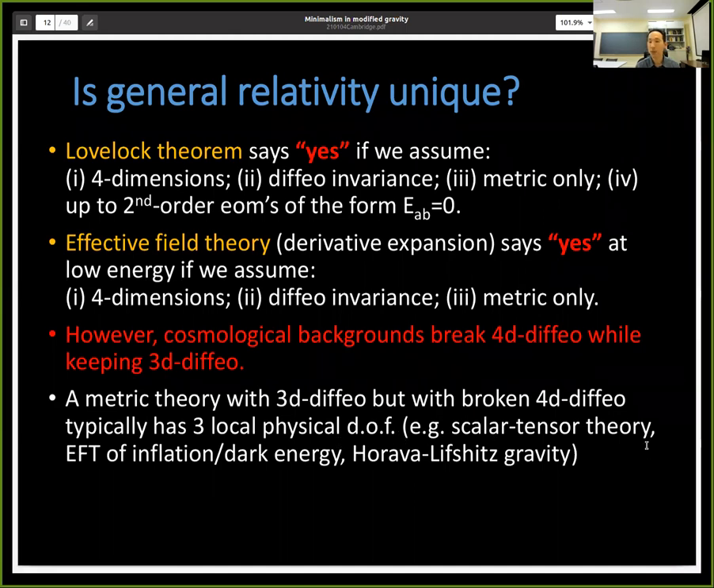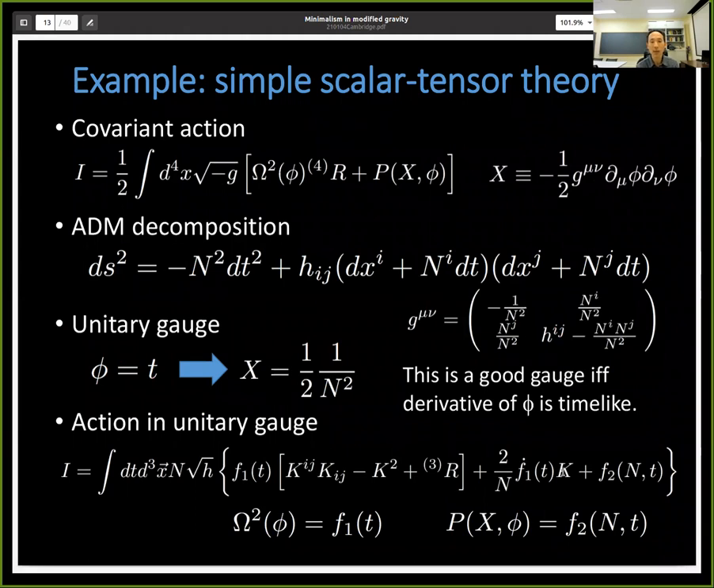For example, scalar-tensor theory, EFT of inflation, EFT of dark energy, and Horava-Lifshitz gravity. So this is one example, okay? A simple example of scalar-tensor theory, and this is a covariant action. The 4D curvature is multiplied by some function of the scalar phi, and this P of X and phi. X is the usual kinetic term, and this includes the kinetic term and also the potential term. But this part is a bit different from GR, okay?